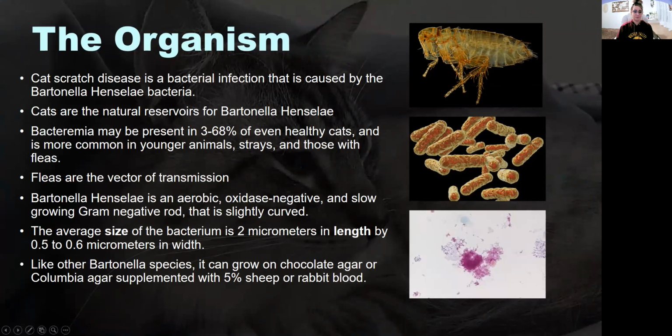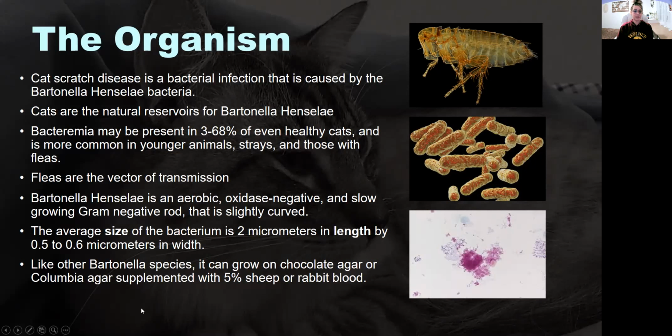Fleas are the main vector of transmission, and here you can see a flea, adult size. Bartonella henselae is an aerobic, oxidase negative, and slow-growing gram-negative rod that is slightly curved, as shown here. And you can appreciate the shape. Here is the rod, slightly curved. And here is an example of the gram-negative stain.